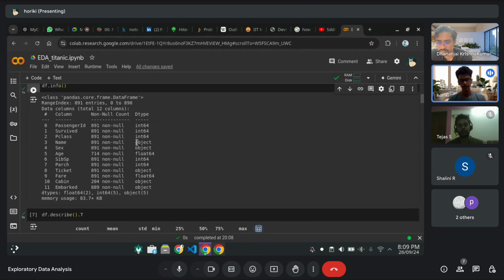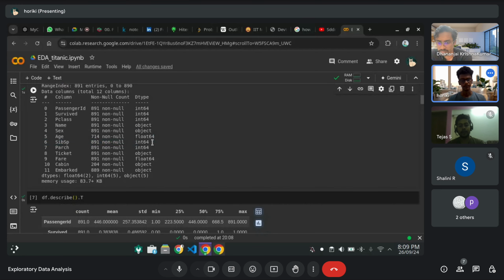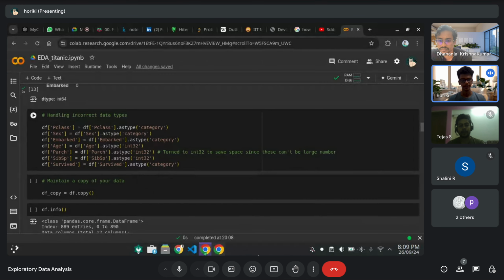But name is supposed to be a categorical data type, so are sex and embarked. Age, parent and child, sibling and spouse can all be int32. The reason we are turning int64 into int32 is because it takes up less space, and we know that age cannot be that big. So does parent, child, and sibling, spouse. You can't have 1,000 parent child, so we know it's less. So we just change the type so we can save space.